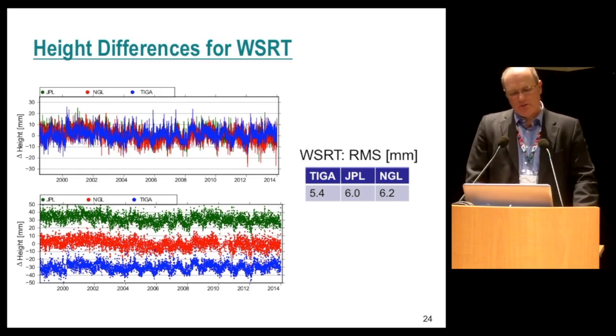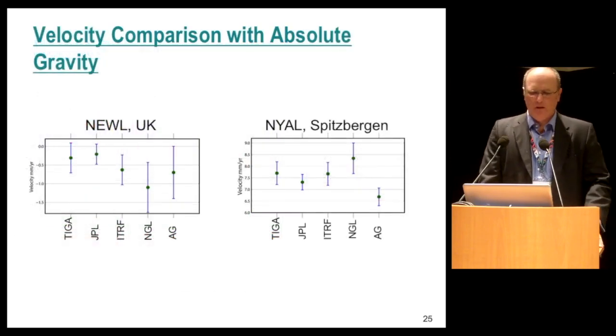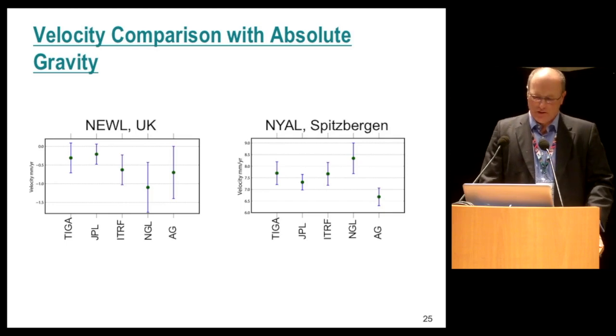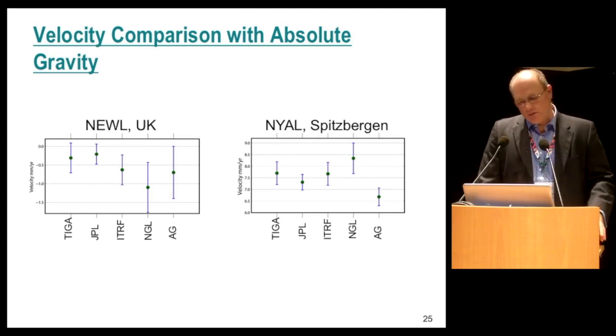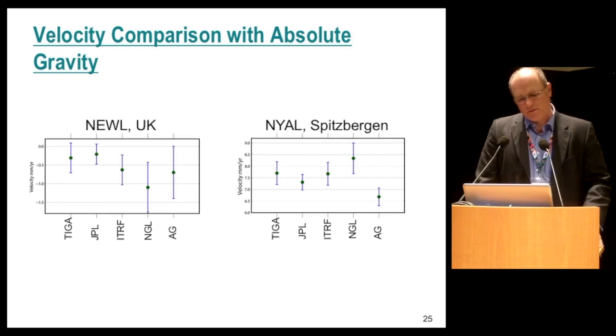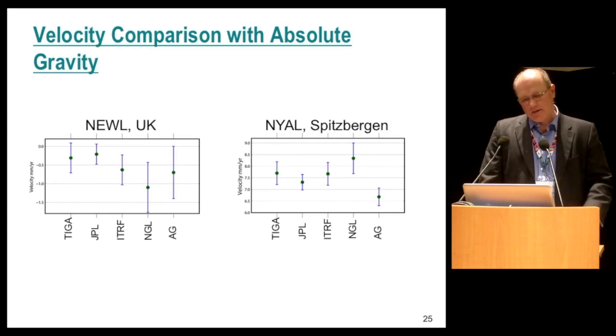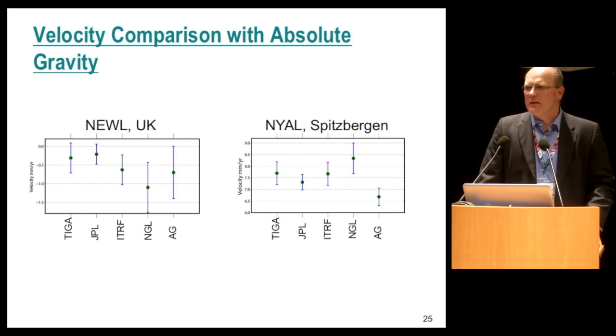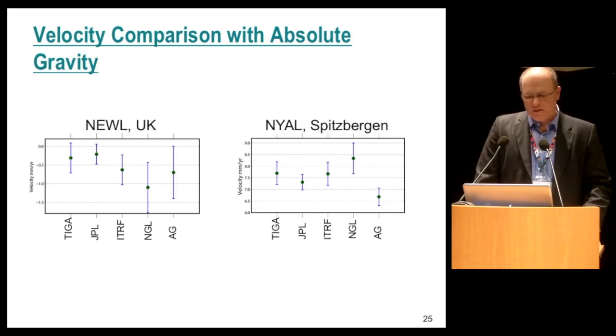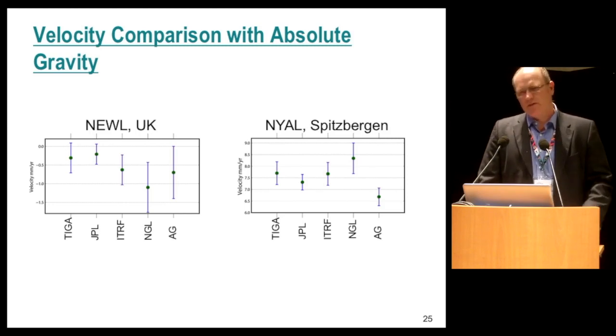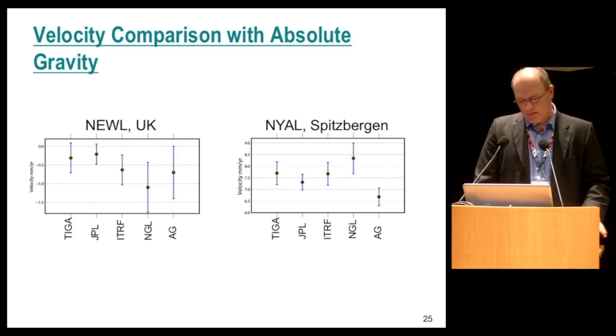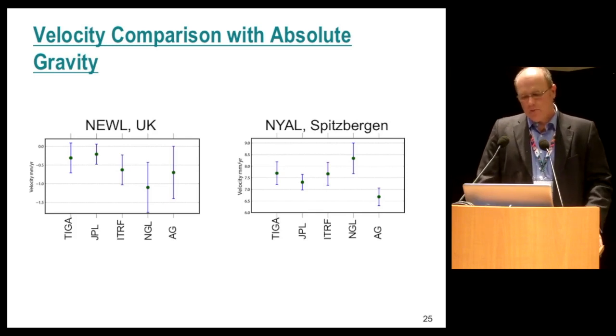Very quickly, we have also done a first look at comparing the vertical velocities from the TIGA combination with absolute gravity. Those who know me know that I have done this in the past. And the argument for that is that absolute gravity is a measurement technique that is independent of the reference frame. It's an absolute measurement. It comes with its own problems. It's very much affected by hydrology, but it is not affected by biases in the reference frame. And that's why I like to always cross-check the vertical rates that we get.